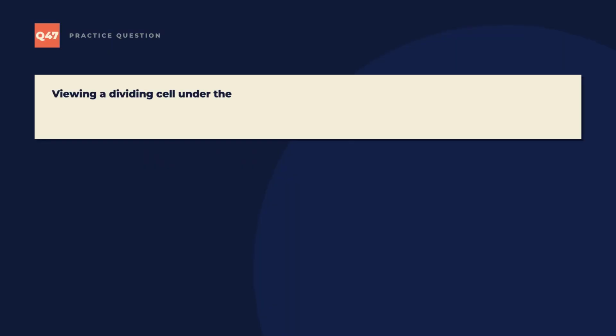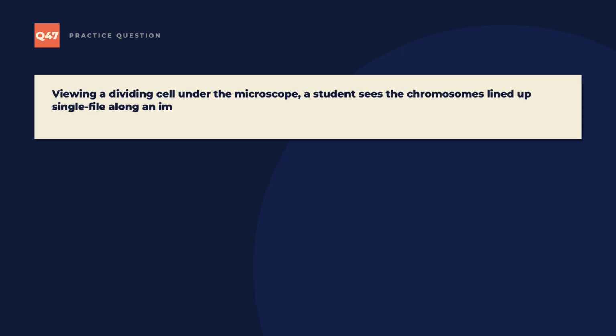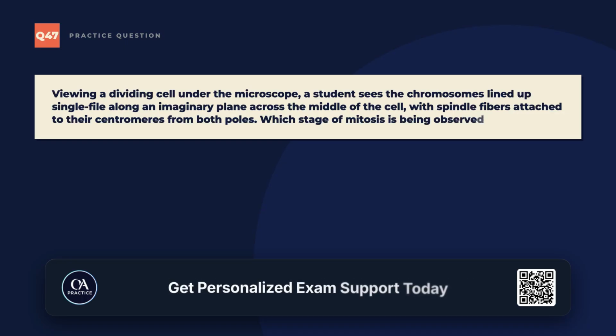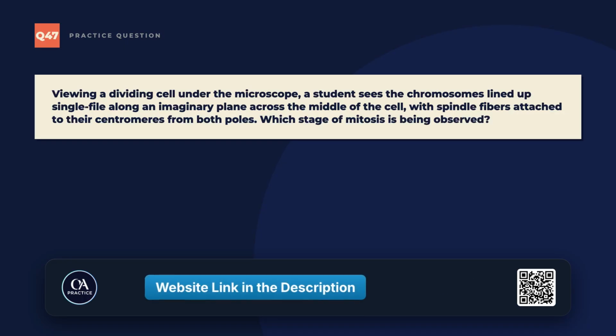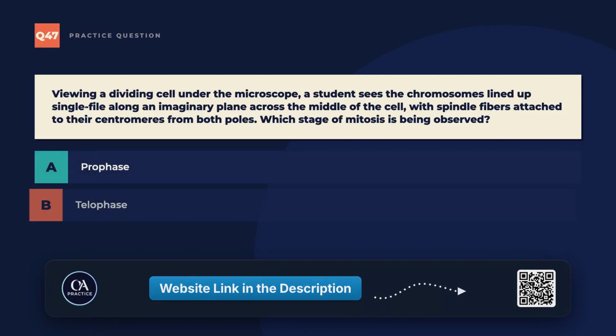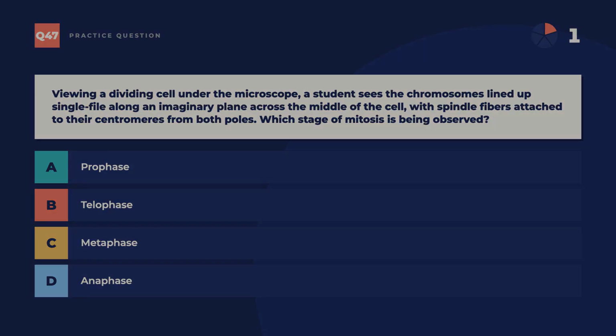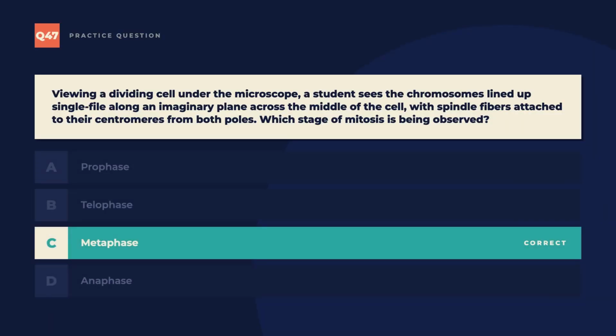Question 47. Viewing a dividing cell under the microscope. A student sees the chromosomes lined up single file along an imaginary plane across the middle of the cell, with spindle fibers attached to their centromeres from both poles. Which stage of mitosis is being observed? Your options are A. prophase, B. telophase, C. metaphase, D. anaphase. Don't overthink it. Which one feels right? The correct answer is C.